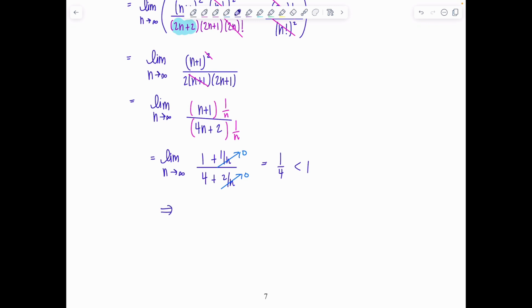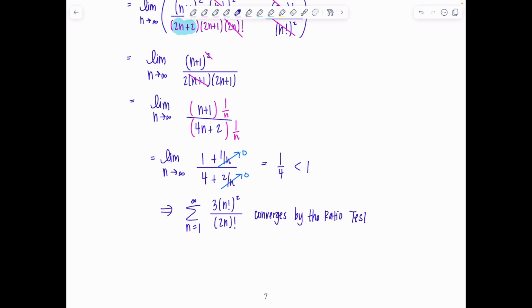So this tells us that the original sum from n equals 1 to infinity of 3 times (n factorial) squared over (2n) factorial converges by the ratio test.